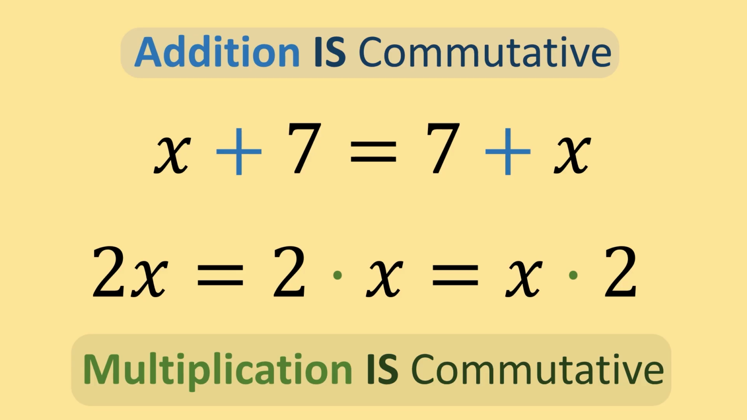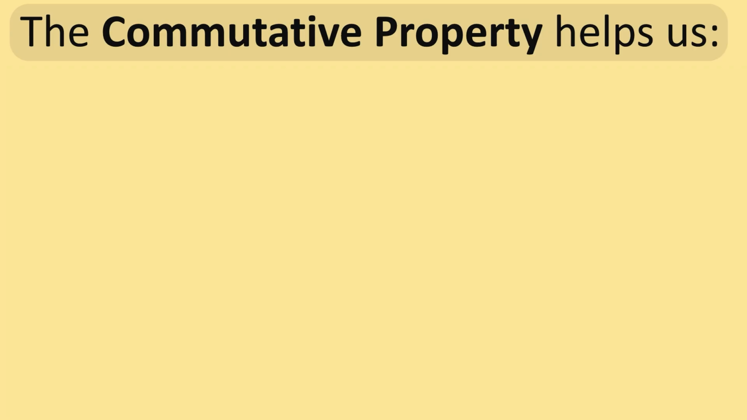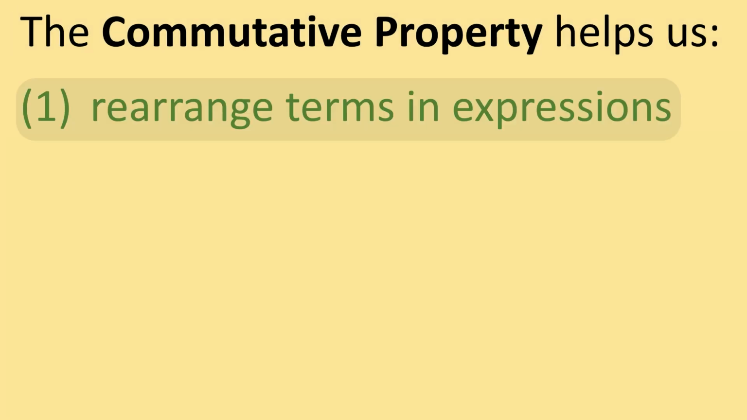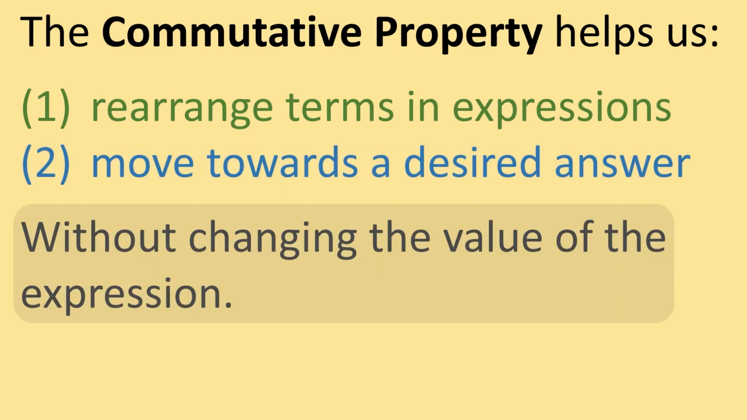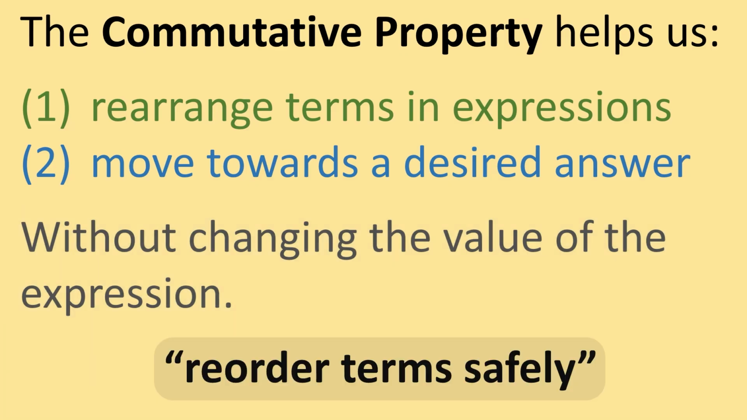So why does this matter? Basically, the commutative property allows us to rearrange expressions in order to simplify them or move towards a desired answer without changing the value of the expression. It gives us permission to move things around safely.